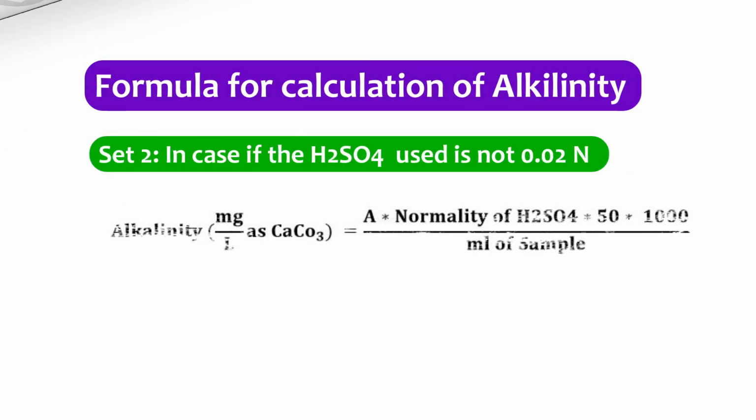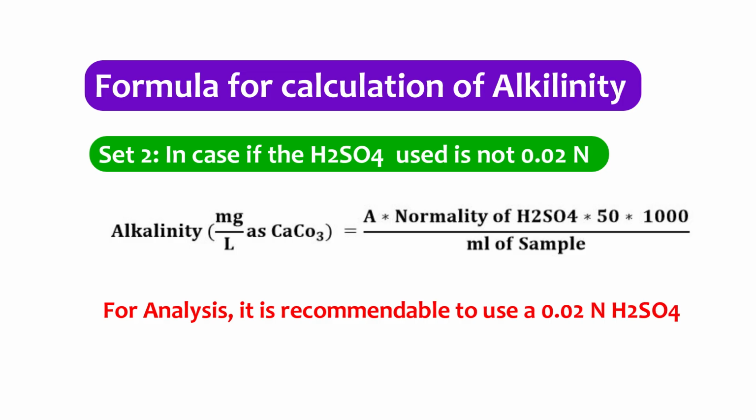However, if the sulfuric acid is not standardized, then you can use this other formula. That is, alkalinity is equal to A into normality of the sulfuric acid used into 50 into 1000 by ml of sample. However, for any analysis, it is recommendable if the sulfuric acid is standardized. And to know more about standardization of sulfuric acid, we will be talking about this shortly in the next stage.